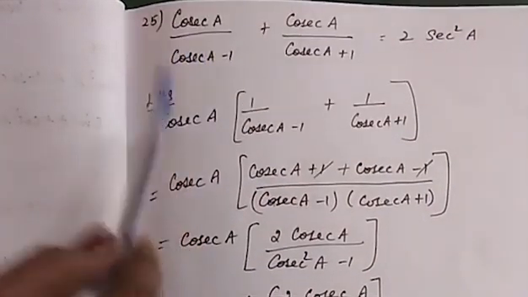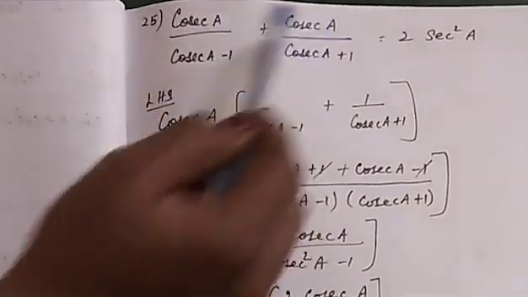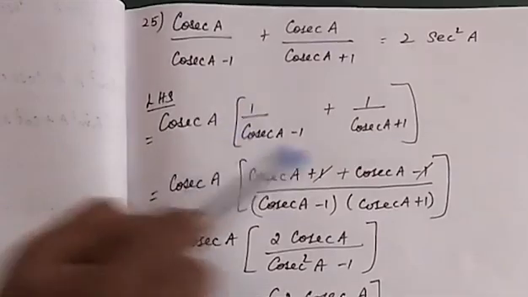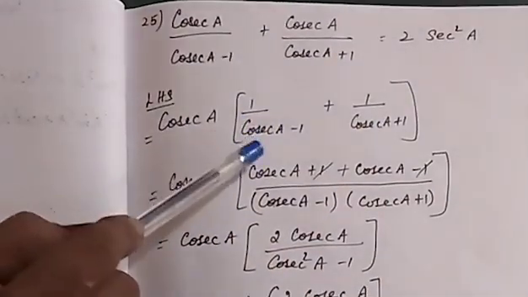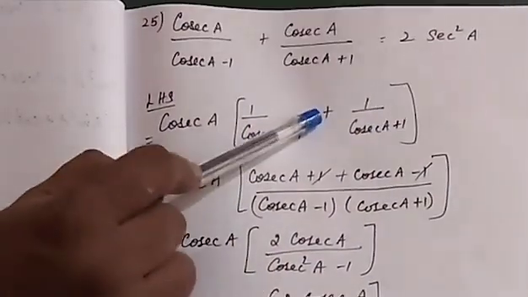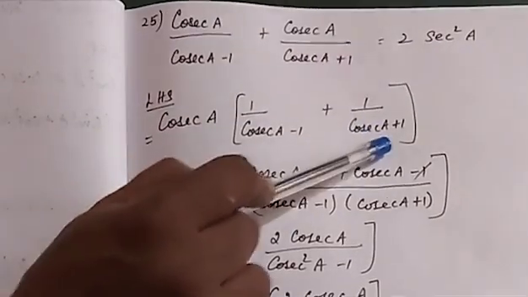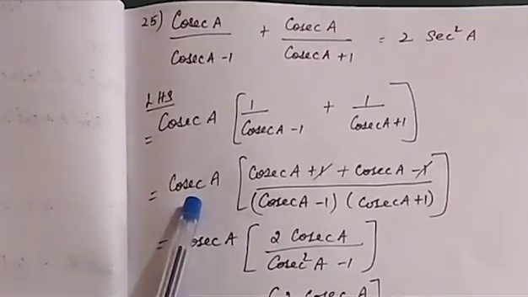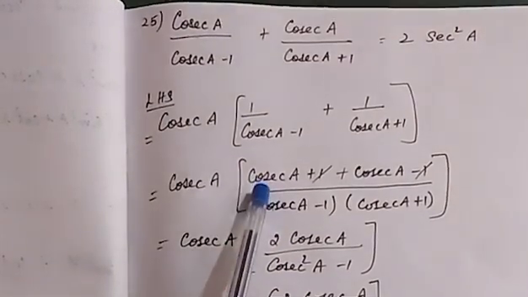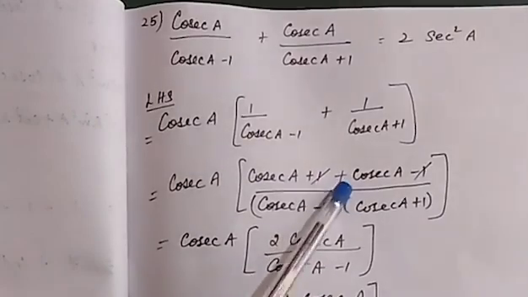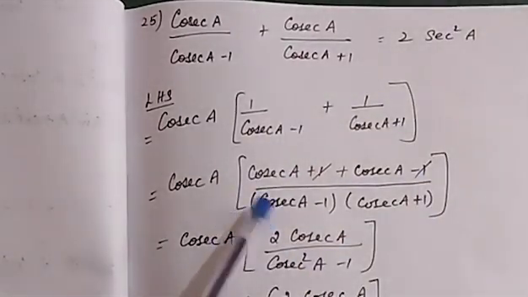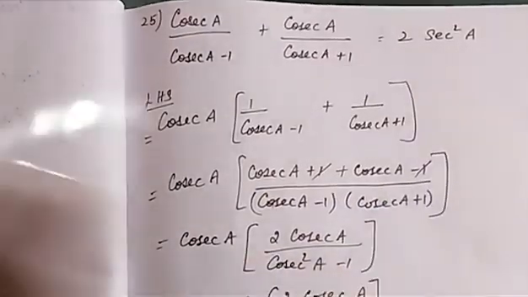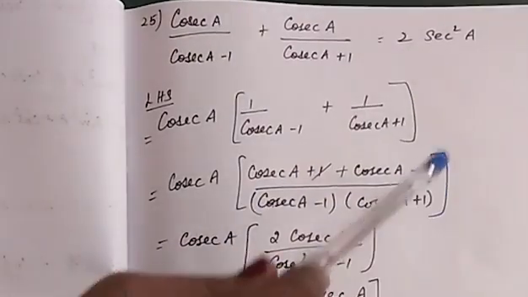So take the left hand side. Now cosecant A common, we can take it out, and the remaining write it inside the bracket. 1 upon cosecant A minus 1 plus 1 upon cosecant A plus 1. Now take the LCM. So you will get cosecant A into cosecant A plus 1 plus cosecant A minus 1 upon cosecant A minus 1 into cosecant A plus 1. So plus 1 and minus 1 get cancelled.